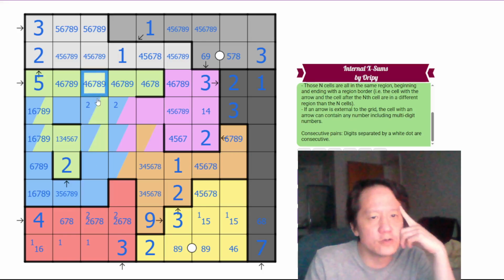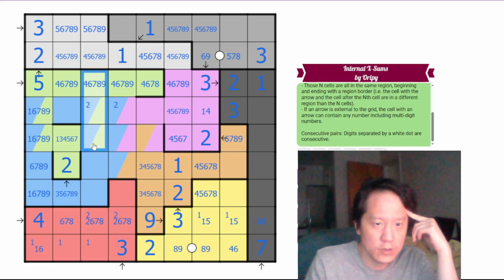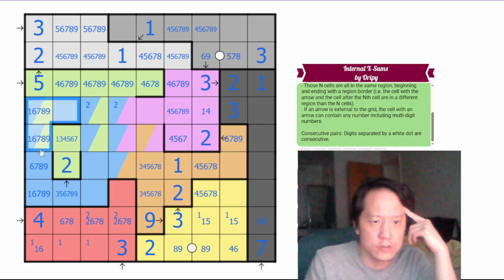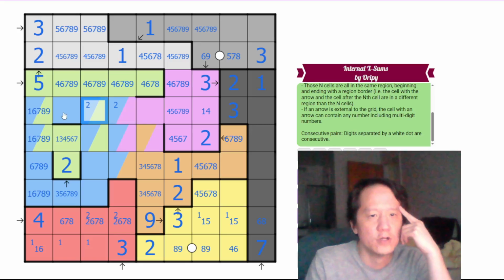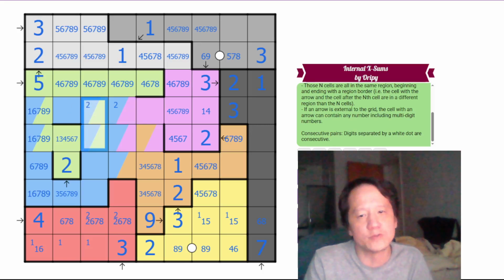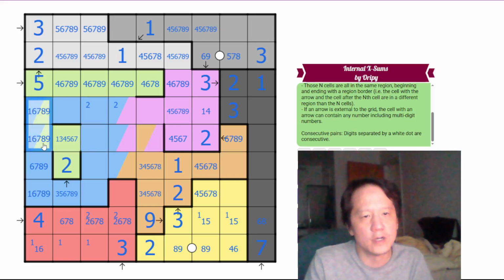So if this goes green here, the blue would have to be here. 1, 2, 3, 4, 5, 6, 7, 8, and would not access the 2. So this cannot be green this way. This has to be blue this way. And this is green. So this is a border.